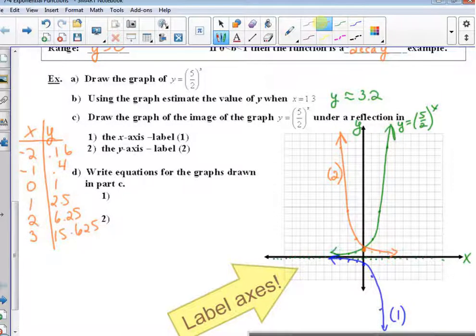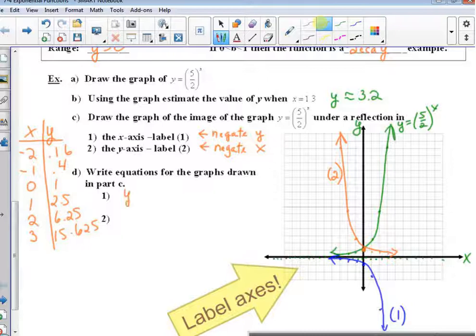Then it says write the equations for the graphs drawn in part C. Well, when you reflect over the x-axis, you should negate the y. And when you reflect over the y-axis, you should negate the x. You should notice that. So if you take the blue graph here, all the x coordinates are the same. It's just you negated the y's. If you look at the red graph, my number 2, I negated all the x's. The y's, the heights are all the same still.